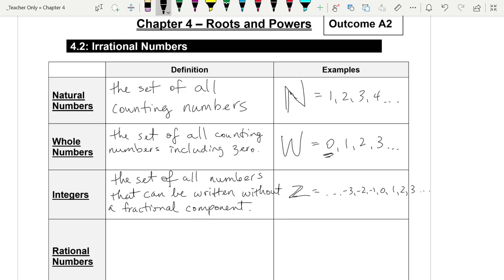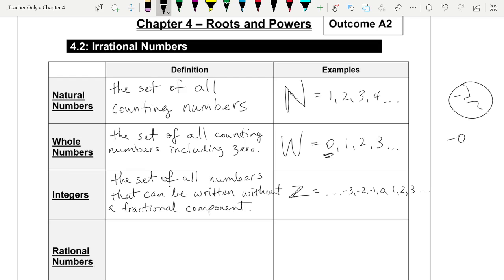And at this point, you'll probably notice a pattern. You'll probably notice that, oh, well, this set here is just the naturals with one more thing added. And, oh, integers is just the whole numbers, but I add all the negatives. But be careful. I'm only adding whole negatives to the set. The number -1/2, that's not an integer, because I can't express 1/2 without a fractional part.